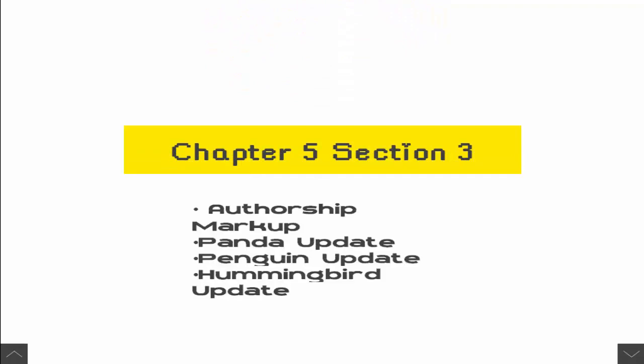Welcome to Chapter 5, Section 3. In this section, we'll be covering authorship markup and how to implement Google's authorship markup on your site, a Panda update, and a summary of what happened with this Google Panda algorithm update, and a Hummingbird update, as well as we'll be going over Penguin on top of that.